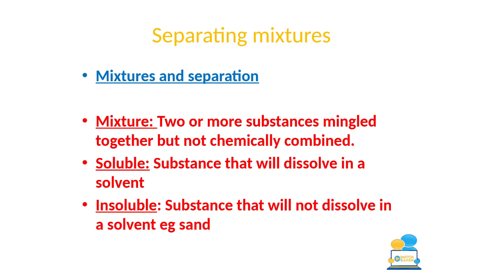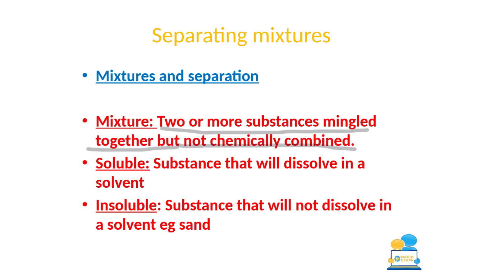I'm going to look now at separating mixtures. So what actually is a mixture? A mixture is where we have 2 or more substances mingled together physically, but not chemically combined. And it's very important to understand this can be reversed. We can separate mixtures. Whereas when we're looking at something that is chemically combined, such as a compound, it is extremely difficult, if not impossible, to separate it. Whereas physically, in a mixture, we can separate them.